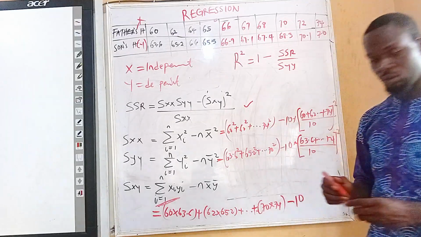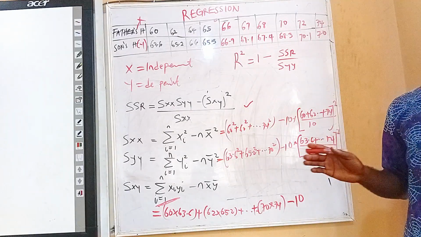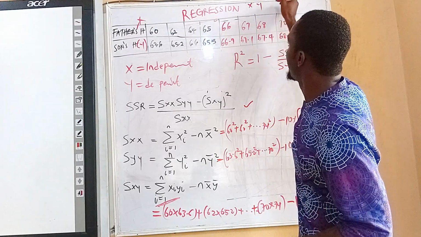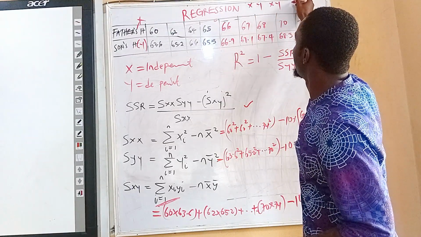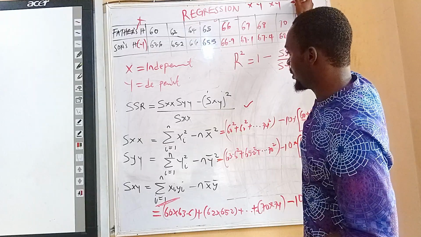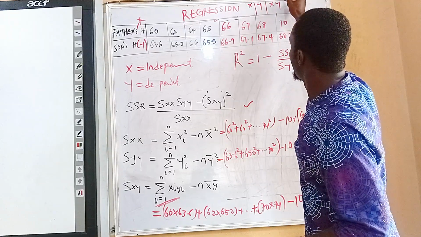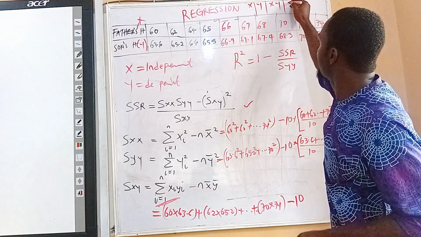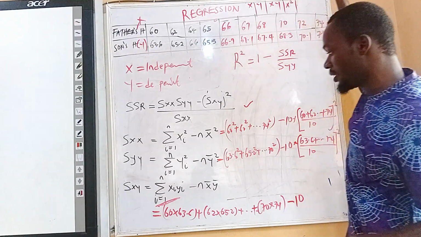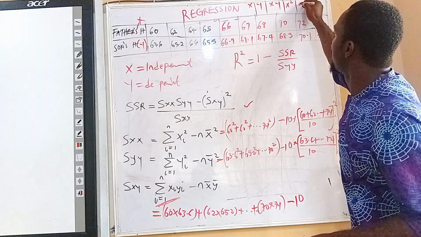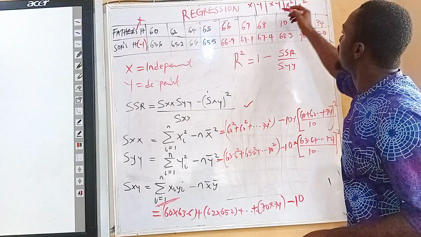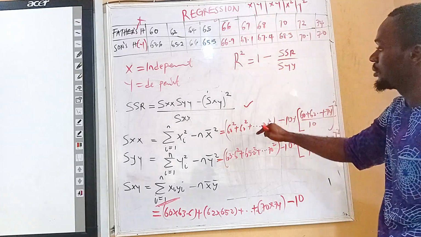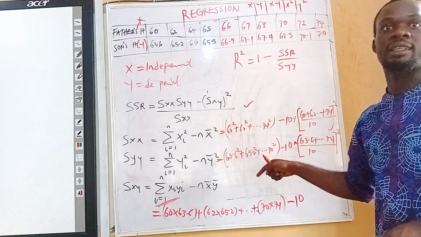I think a table is more appropriate. In the table you have X, you have Y, you have XY, then X squared and Y squared. Then the mean is when you sum X, then divide by 10, that will give you the mean.